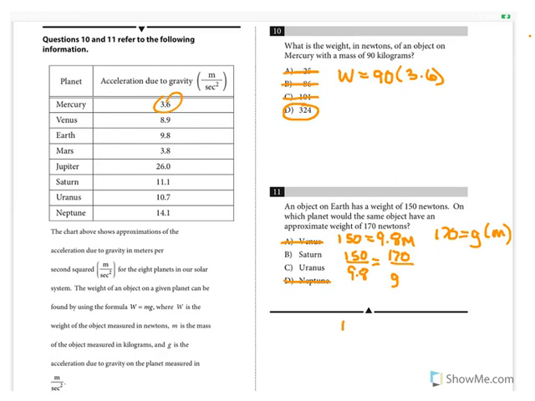to say that 150g is going to equal 170 times 9.8. So our g is going to be 170 times 9.8 divided by 150. And what that's going to come out to, to the tenth place, equals 11.1. So 11.1 is Saturn.